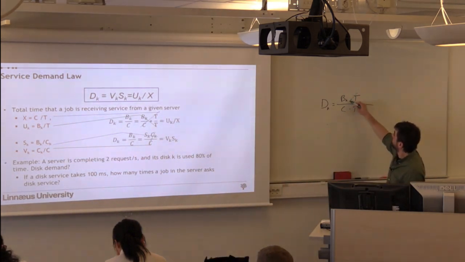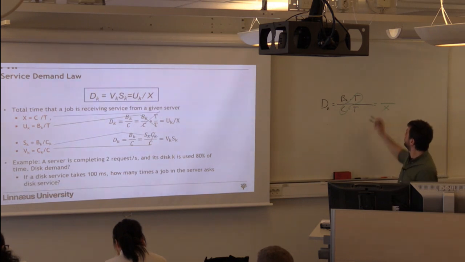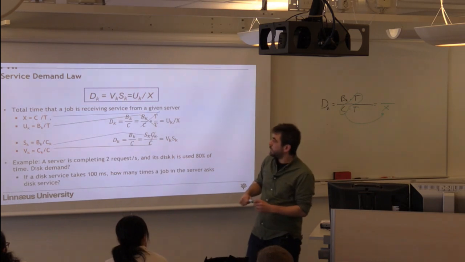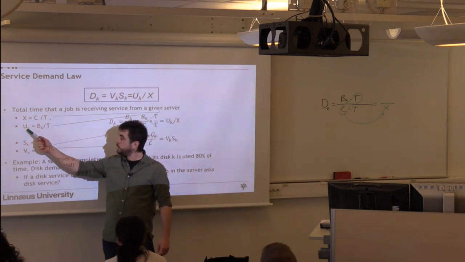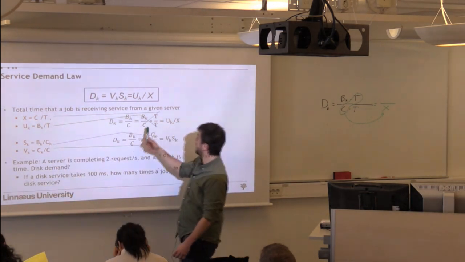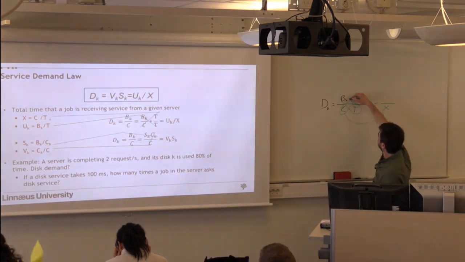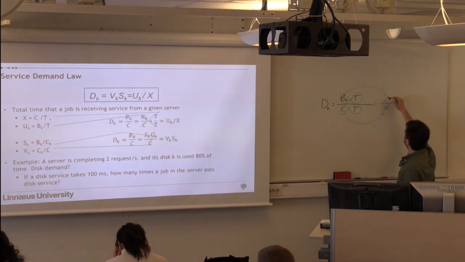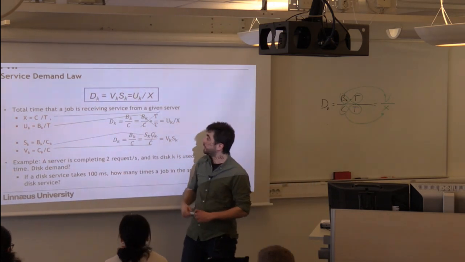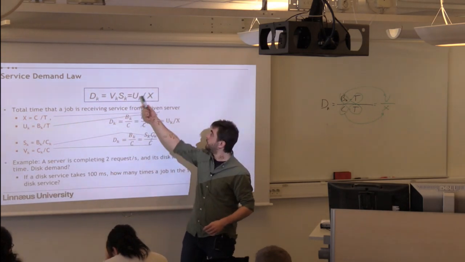So here the throughput. And we saw that the utilization of the system is the busy time divided by the amount of time. And we have it here. Busy time divided by the amount of time. This is the utilization. So, service demand law, we can compute the demand without knowing the blocking time or completions, but if we know the utilization and the throughput.